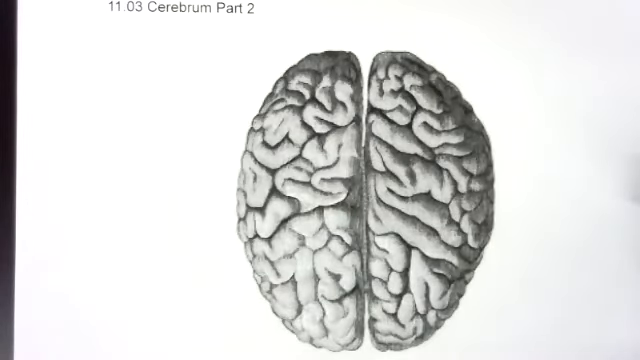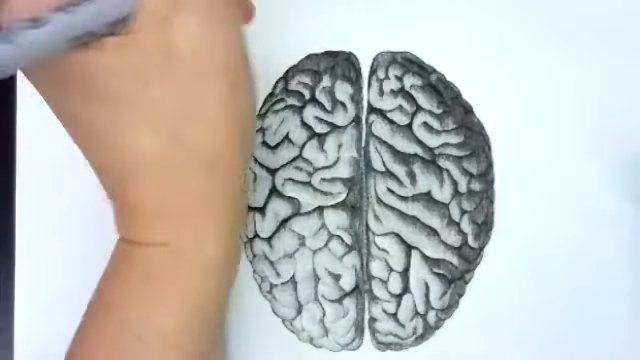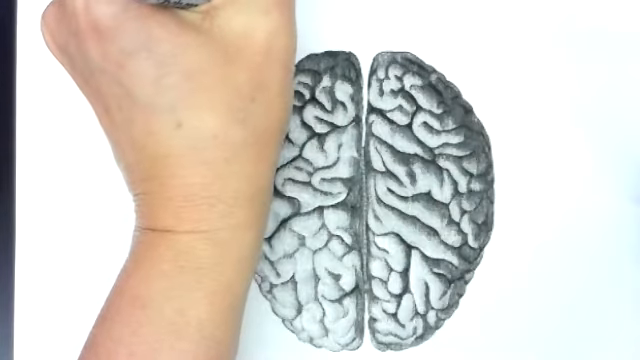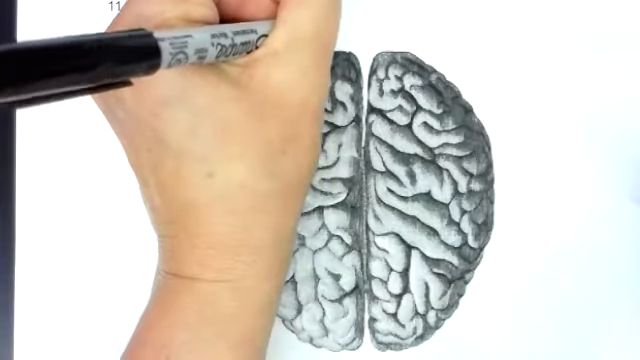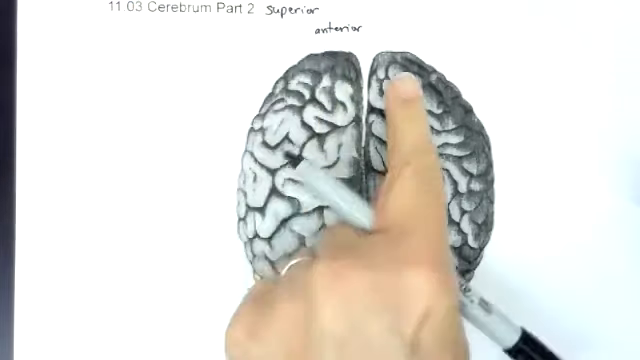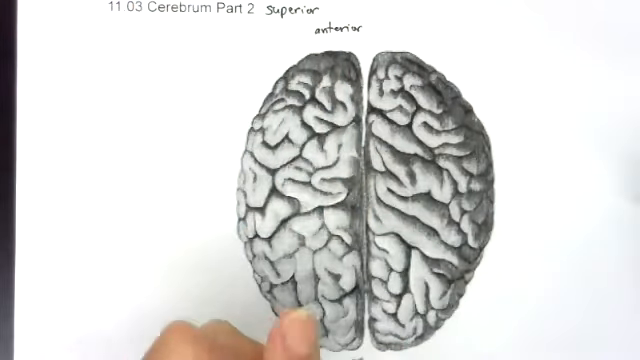Right, this is video 11.03, the second part of the cerebrum, and we're going to look at the cerebrum from some different vantage points. So what I have here is a superior view. And this is going to be anterior. So up here we have the prefrontal cortex, and back here is going to be posterior. So back here we have the visual cortex.